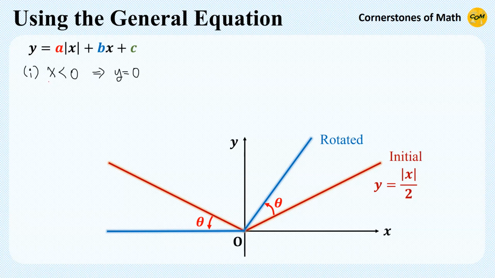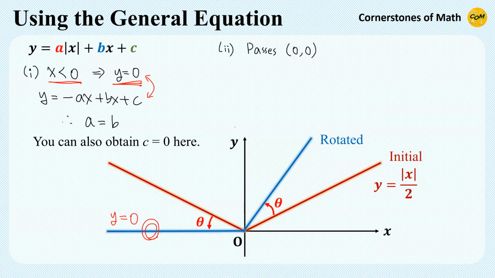First, let's consider the case where x is negative. Then the function becomes y equals minus ax plus bx plus c. And this has to be the same graph as this, which is y equals 0. So by comparing, we have a equals b. Also, since the graph passes 0, 0, we have c equals 0. So by these two relations, now we have y equals a absolute value of x plus ax.